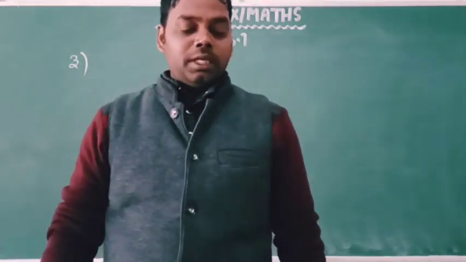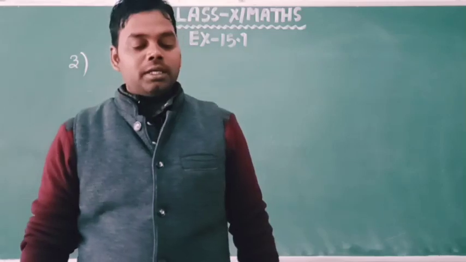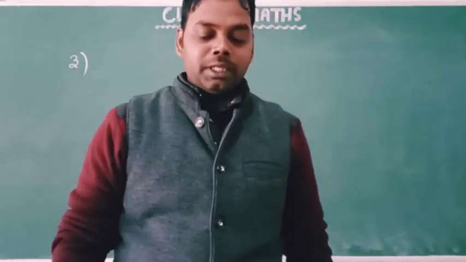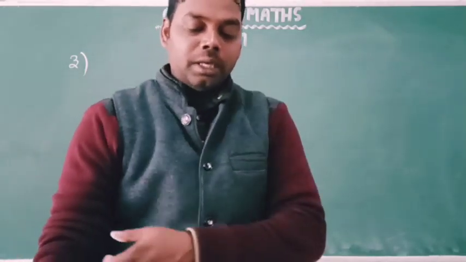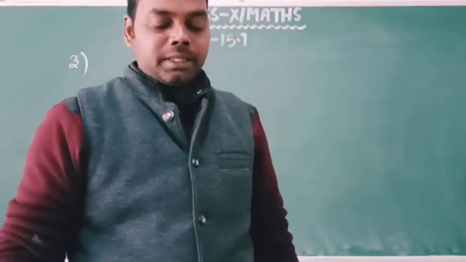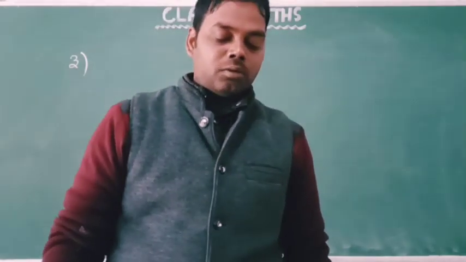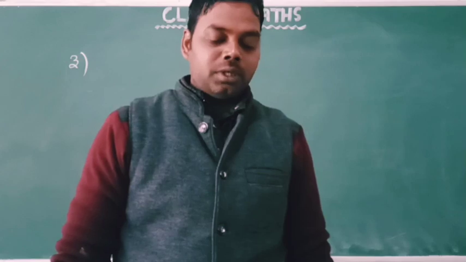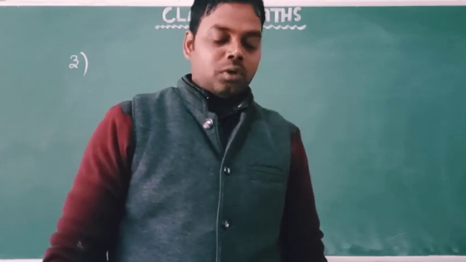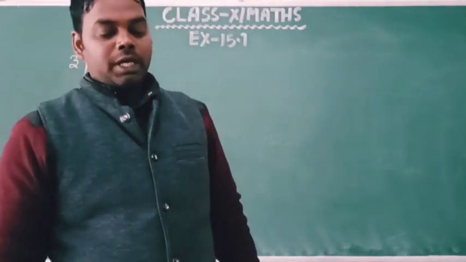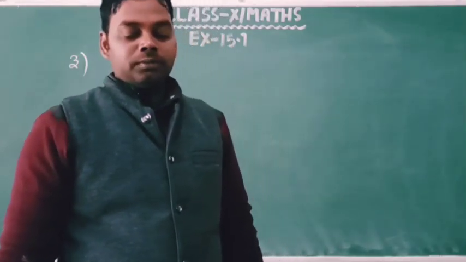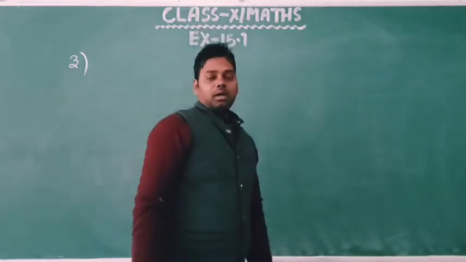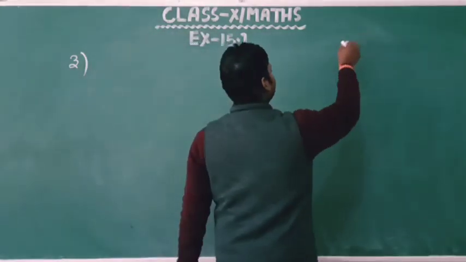In question number 3, it has been said that a toy is in the form of a cone of radius 3.5 centimeter mounted on a hemisphere of the same radius. The total height of the toy is 15.5 centimeter. Find the total surface area of the toy. So in this question we have a toy in the form of a cone mounted by a hemisphere. So let us first draw the picture.